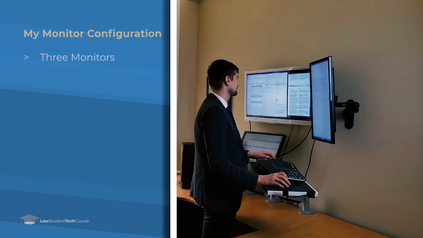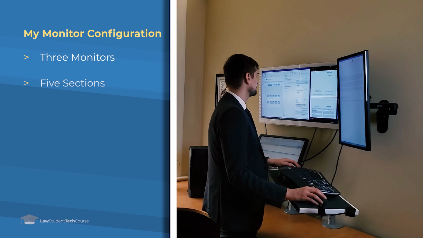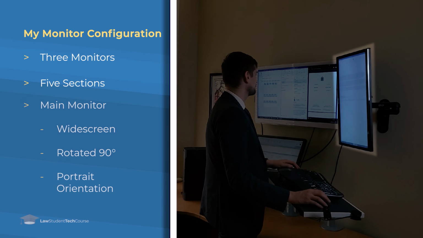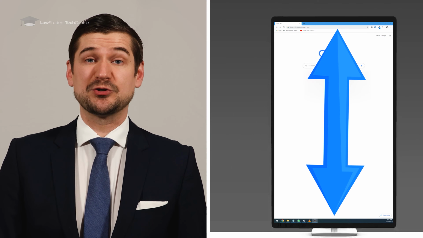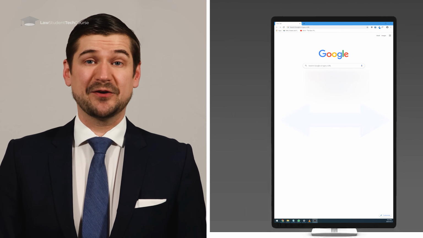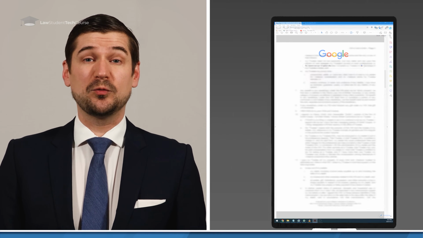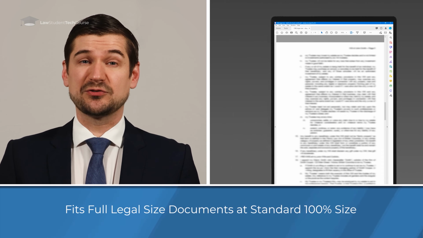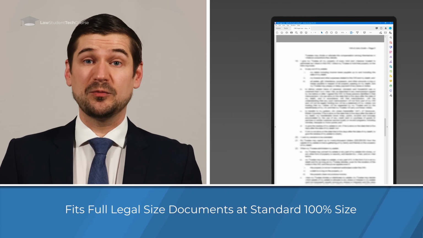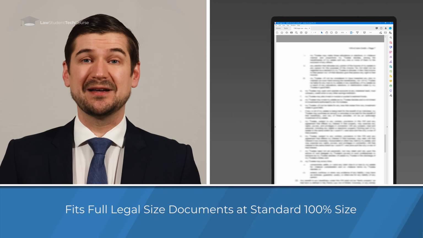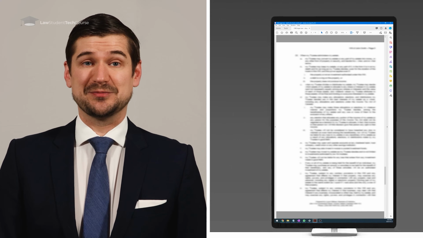This is how I configure my monitors. I use 3 monitors which are separated into 5 sections. My main monitor is a widescreen display which I've rotated 90 degrees and set to portrait orientation. This means it's taller top to bottom and shorter across the middle. By configuring my monitor in this way, I can fit full pages on my screen. I don't need to scroll up and down. I can see a full page letter or legal size document at a standard 100% zoom size.